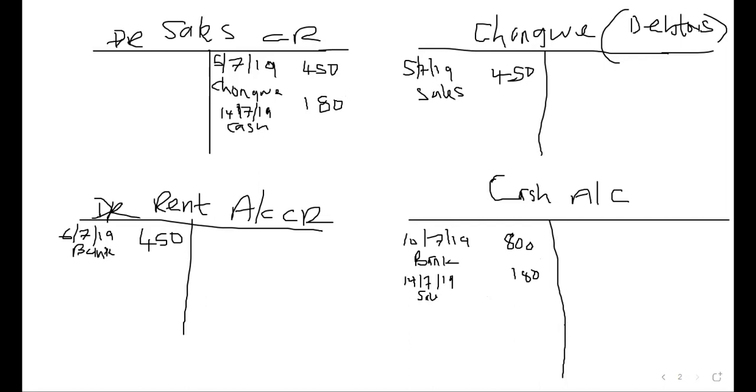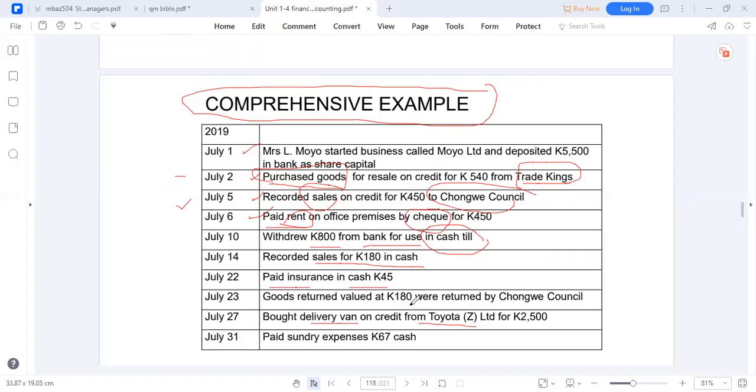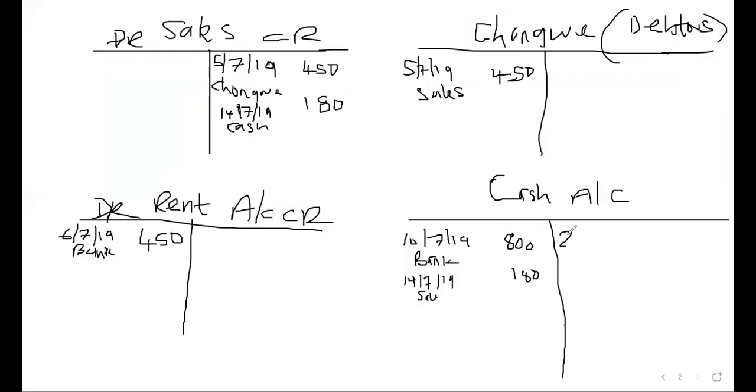Let's go to the other one. The other one is what? Paid insurance in cash. So cash was going away. Which date was that? 19th. That's 22nd. Insurance and cash, 45. That is on 22nd. So cash, 22nd. So insurance. It's 45 here.